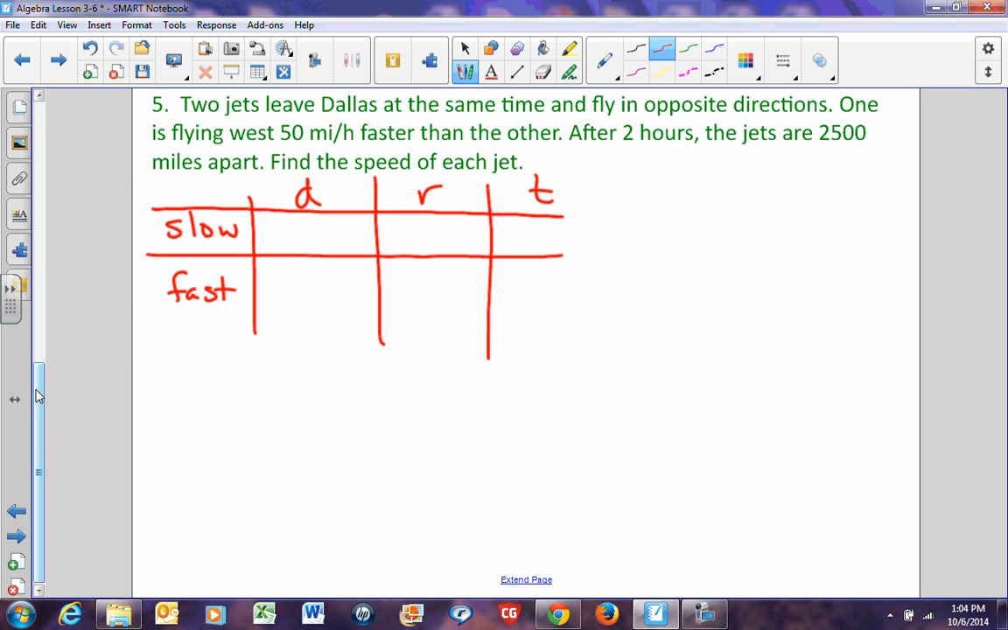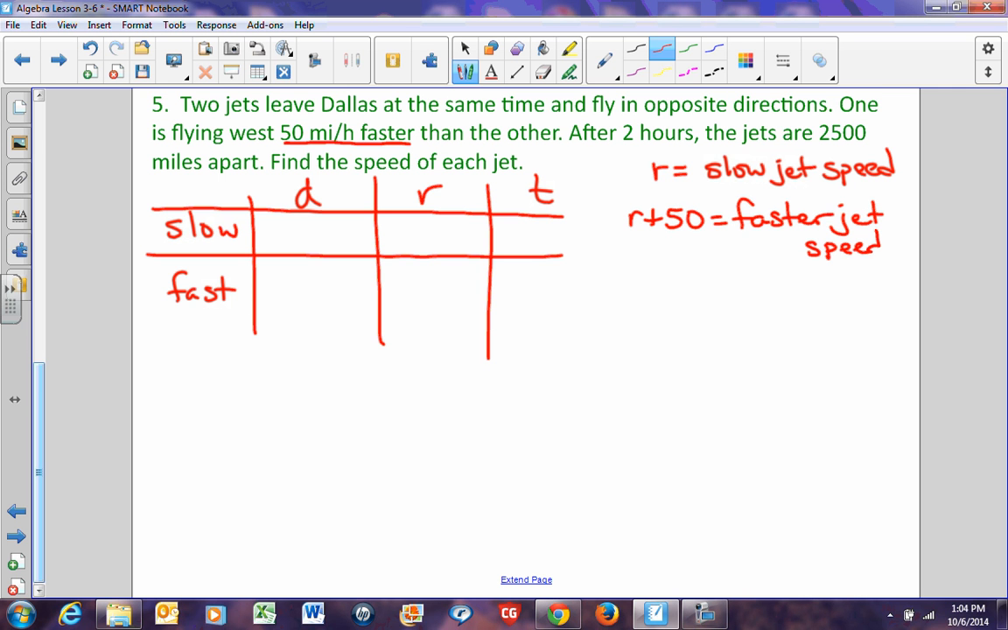2 jets leave Dallas at the same time and fly in opposite directions. One is flying west 50 miles per hour faster than the other. And it says find the speed of each jet. So I'm going to let R equal the slow jet speed. So the faster jet speed, if he's going 50 miles per hour faster, is going to be R plus 50. That's going to be the faster jet. So this will be R, and this will be R plus 50. It says after 2 hours. So this one's traveling for 2 hours, this one's traveling for 2 hours, both traveling for 2 hours. They are 2,500 miles apart.